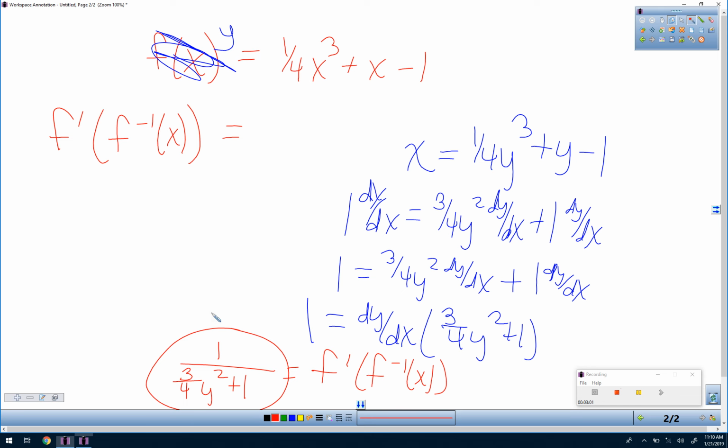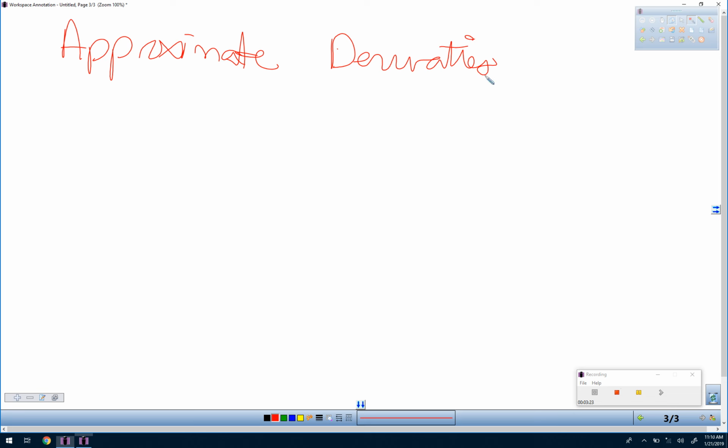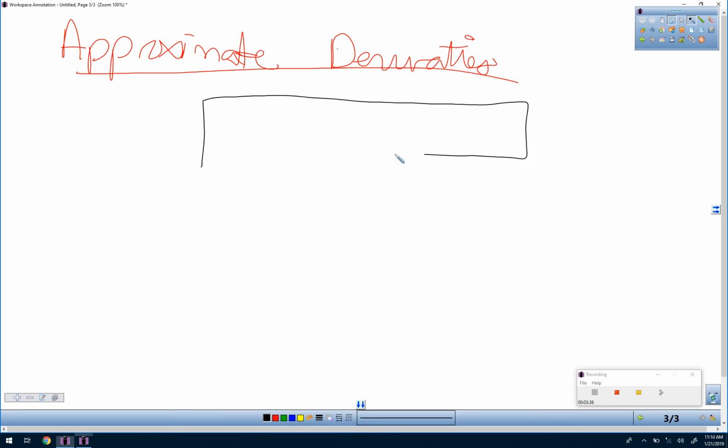All right. The second topic that I want to talk about is approximating derivatives. Sometimes you might not have a function. Sometimes the only thing that you have is data. More often than not, guys, in the real world, you're not going to just have a function explicitly given. What you're going to do in the real world is collect data. So let's say that you had data.